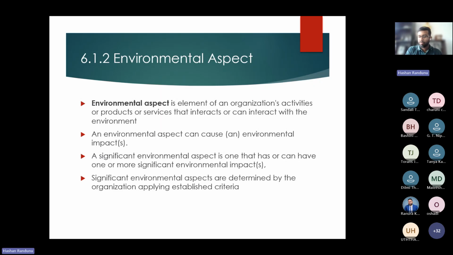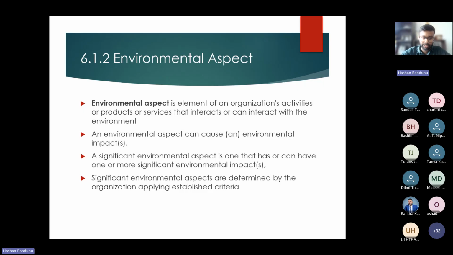So if I take that example again, if we operate a generator, we release certain gases to the environment. So release to the air is the aspect from our generator operation, and air pollution is the environmental impact. If we identify aspects, there can be one or more environmental impacts from a particular environmental aspect, right? Then once we identify those environmental aspects, we have to identify the significant environmental aspects.